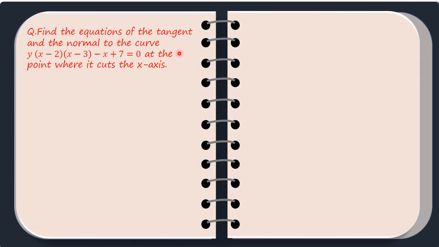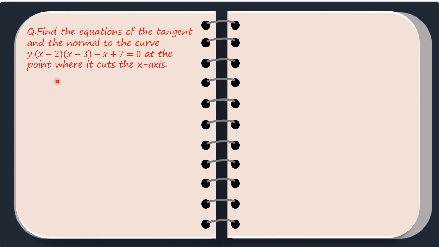Find the equation of the tangent and normal to the curve at the point where it cuts the x-axis. So first of all, this is a very easy question. You need to just find the equation of the tangent and normal to this curve. But at which point? At the point where it cuts the x-axis.